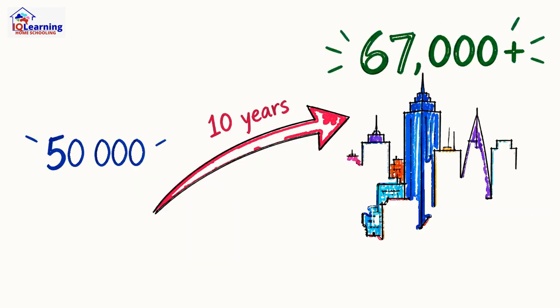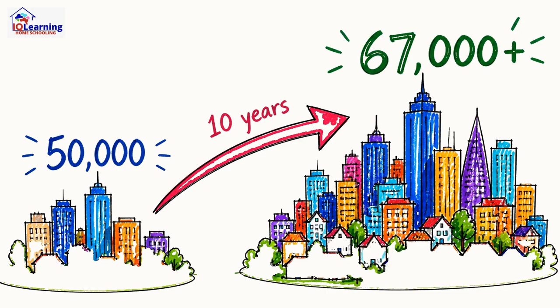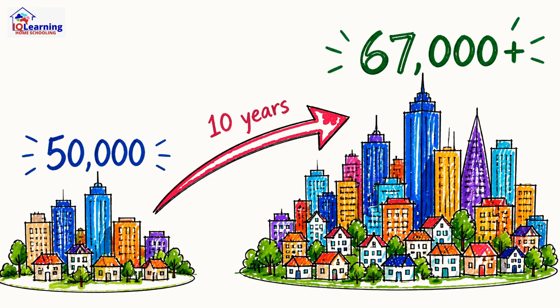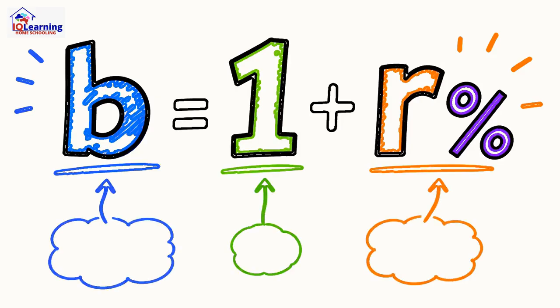It's the same principle behind population growth. A city of 50,000 growing at 3% a year becomes over 67,000 in a decade. The key is the growth factor. It's simply 1 plus the growth rate.